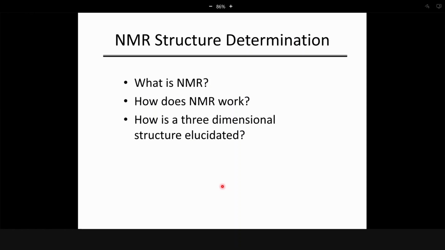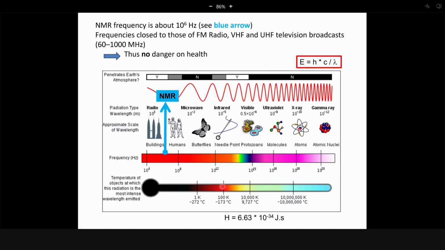So what is nuclear magnetic resonance? As you can see, it's a wave, just like radio frequency, VHF frequencies, TV broadcast frequencies. So it's not dangerous for health. As you can see here, it's between microwave and radio frequencies.